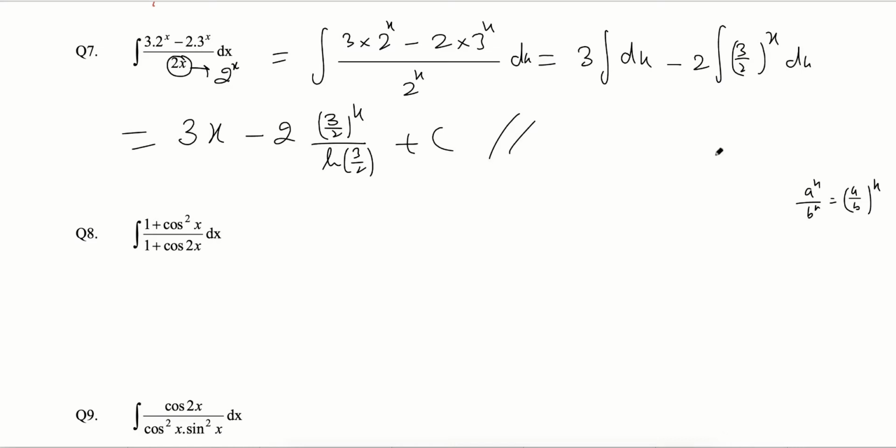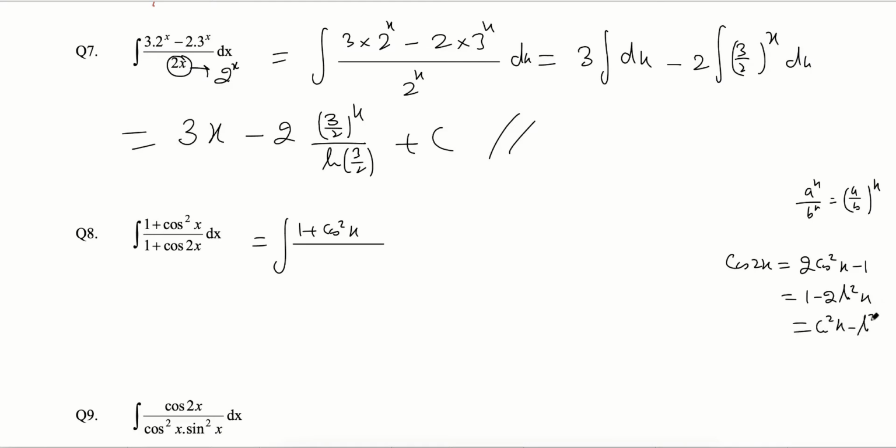Look at this question. Question number 8: 1 plus cos square x divided by 1 plus cos 2x. Always remember one thing: cos 2x we can write at any moment as 2 cos square x minus 1, or you can write 1 minus 2 sin square x, or you can write cos square x minus sin square x. These are the three formulas for cos 2x.